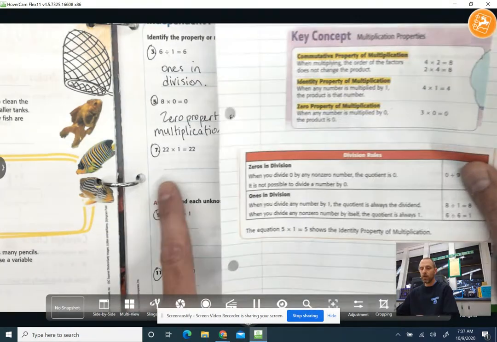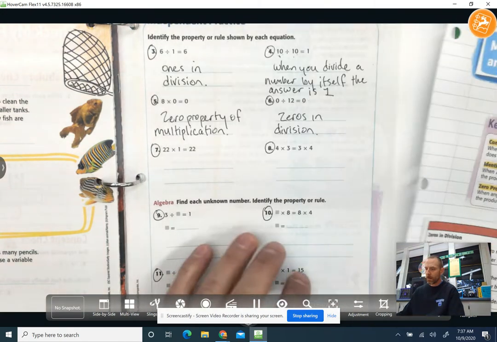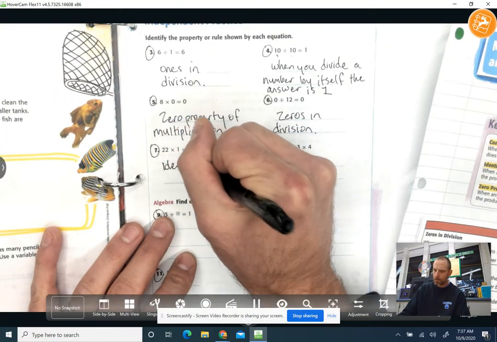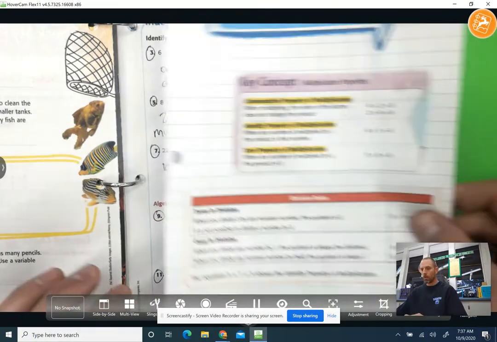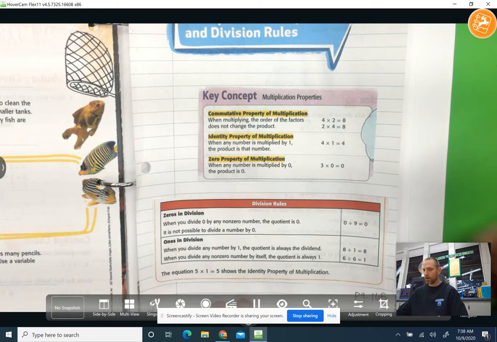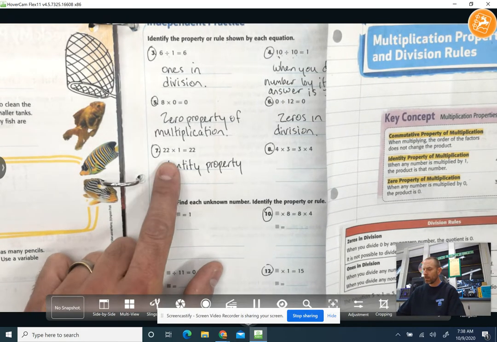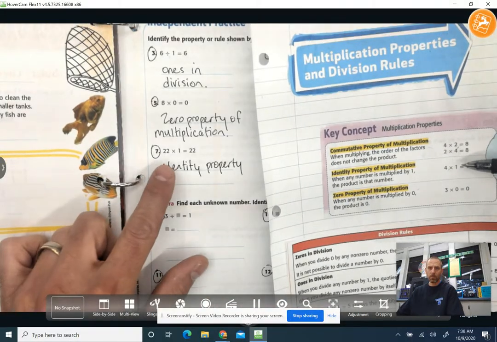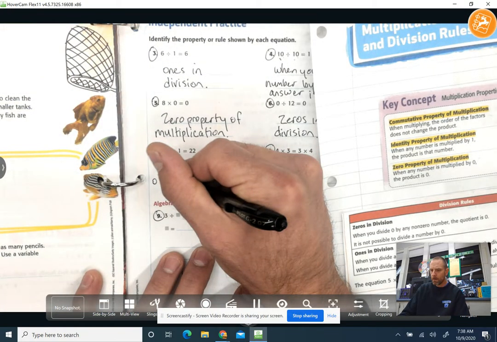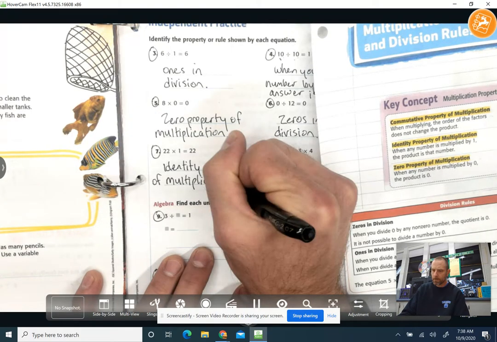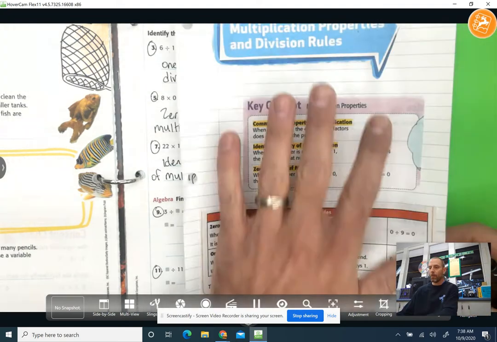Okay. 22 times 1, we're multiplying. What do we see? Something times 1, the identity property of multiplication. This language is not new to you. So getting comfortable with having your tool here, looking for a problem that is similar, coming over to your document, and finding the number sentence that looks most similar to the problem that you're working with. Right? Something times 1, identity property of multiplication.